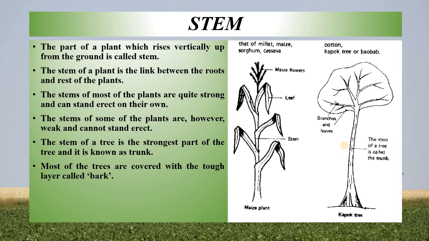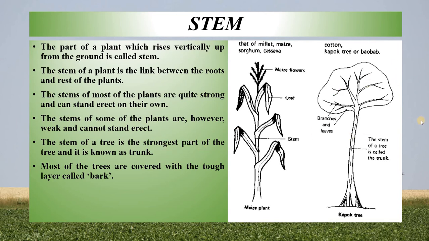Now, this stem is the strongest part of the tree, and it is known as trunk. Most of the trunks of trees are covered with a tough layer called bark, brown in color. You will find that a tough layer of bark is present. Now, what is the function of this bark? The bark protects the inner part of a tree.